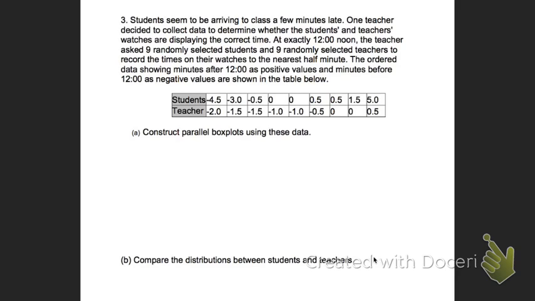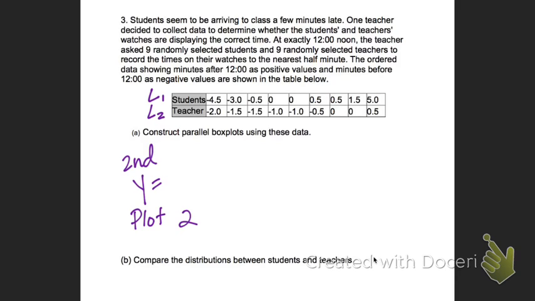So what we want to do first is make parallel box plots using the sets of data. Your calculator will actually make box plots for you and actually stack them for you as well. So what I want you to do is put the students in your list 1, and put your teachers into list 2. I'm going to give you a minute or so to do that, and then I'm going to explain how to create 2 box plots on one graph.